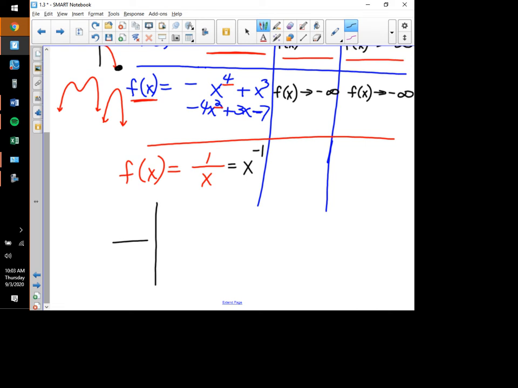And I'm hoping that you guys remember your parent graph here for 1 over x, which is a hyperbola that exists entirely within the first and the third quadrants and uses the x and the y axes as its asymptotes. So just to get the sense of what's going on right here, the first column is going to ask us what happens to our y value as x approaches negative infinity.